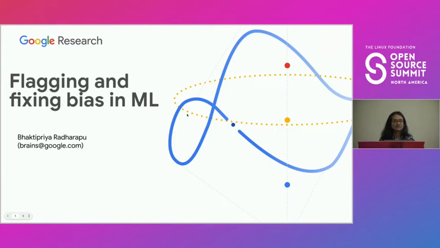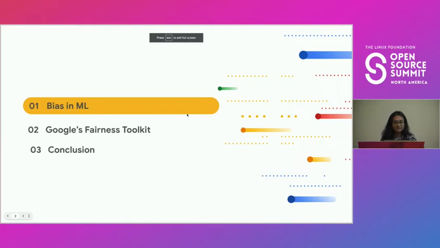I hope all of you are enjoying your conference, and I'm here to talk about flagging and fixing bias in machine learning. So today we're going to be talking about bias in ML, and then we're going to talk about some open source offerings from Google that you can use in your workflows to make your workflows fairer. And then we'll end with a conclusion.